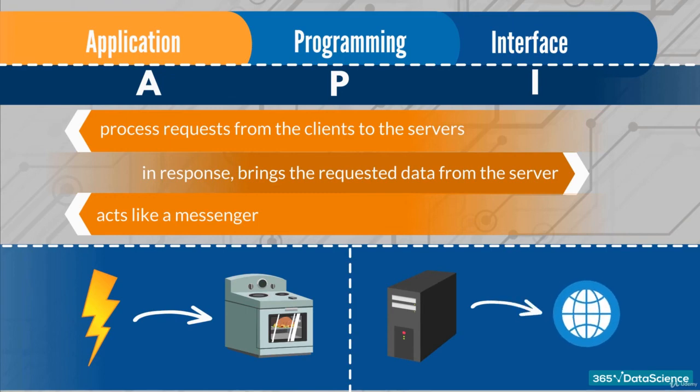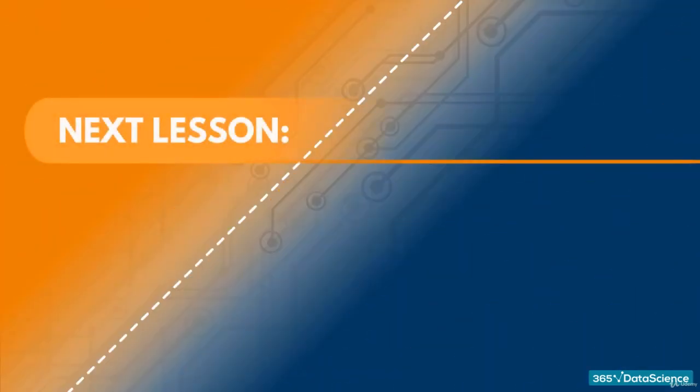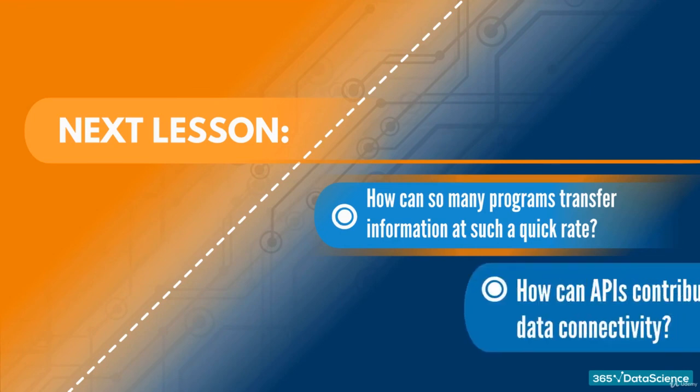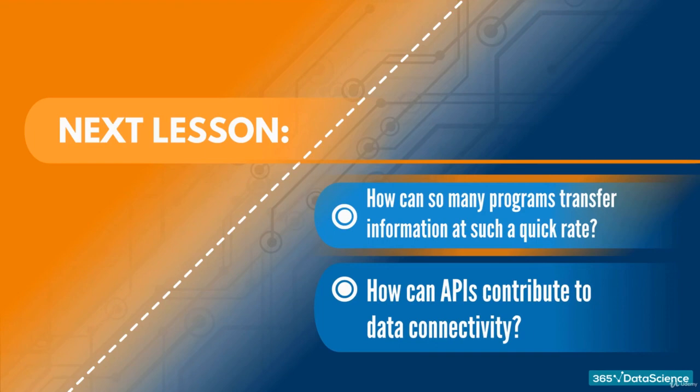We believe you already have a good idea about why data connectivity exists today. In the next video, we will focus on this phenomenon from the technical side. How can so many programs written in different programming languages communicate between each other and transfer information at such a quick rate? Also, we will discuss in particular how APIs contribute to data connectivity.